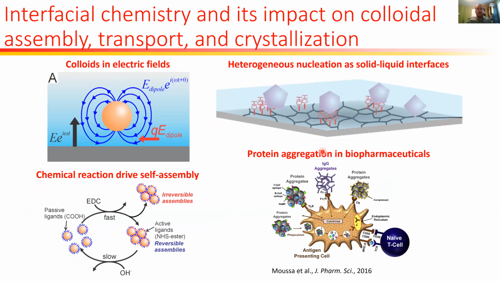So to give you a better idea of our broader outlook on what our lab is doing and how interfacial chemistry fits into all of this, we are very interested these days in how interfacial chemistry processes, things like redox chemistry, as well as, say, covalent bonding at interfaces, impact chemical engineering processes like assembly, transport, and crystallization of colloids and nanoparticles.